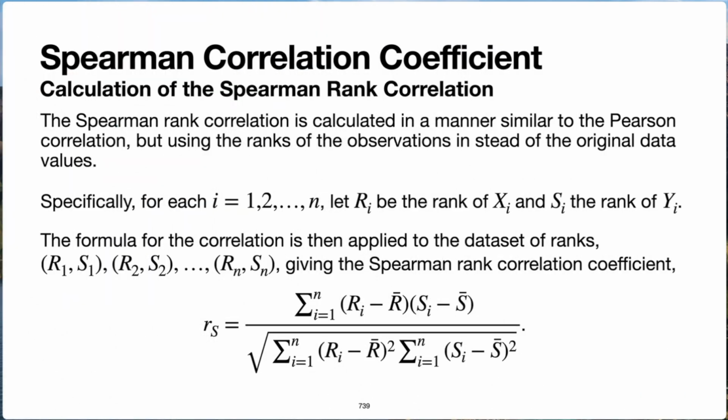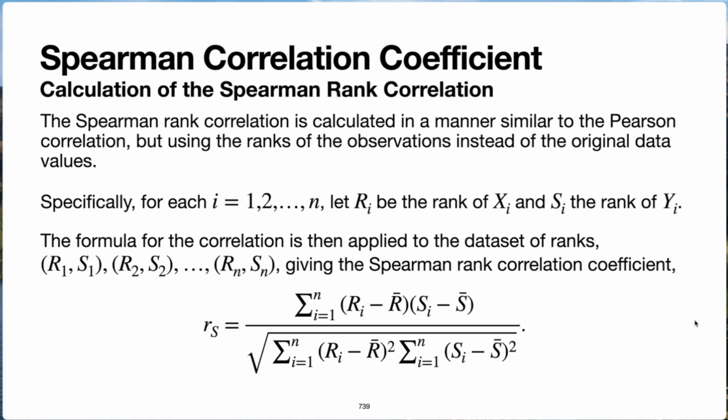Now, let's see how we calculate the Spearman rank correlation. How is it actually defined? Well, the Spearman rank correlation is defined in a manner very, very similar to that of the Pearson correlation. The big difference is that instead of using the original interval or ratio level variables as the Pearson correlation does, the Spearman rank correlation applies the same formula as the Pearson correlation, but applies it to the ranks of the observations in the data set.